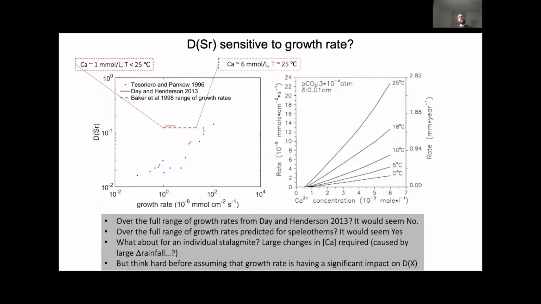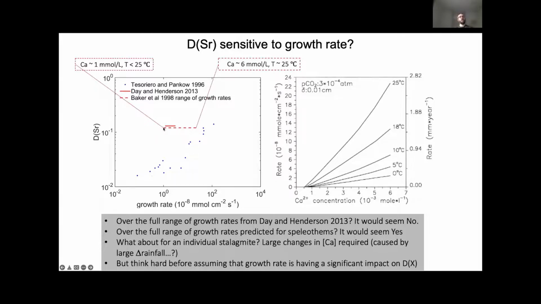Basically, in that study and this figure, we have the growth rate on the y-axis, we have calcium concentration on the x-axis, and these different curves are providing us with the growth rates at these different temperatures. I've simply taken that figure and plotted that over here.